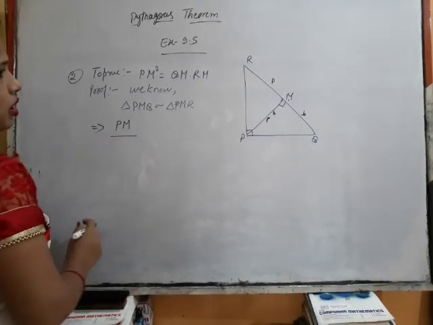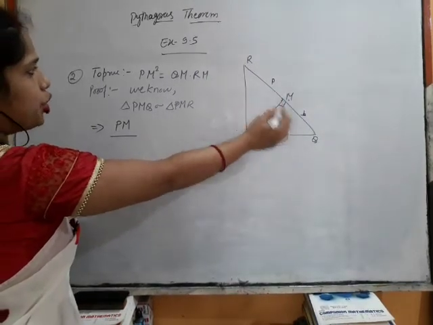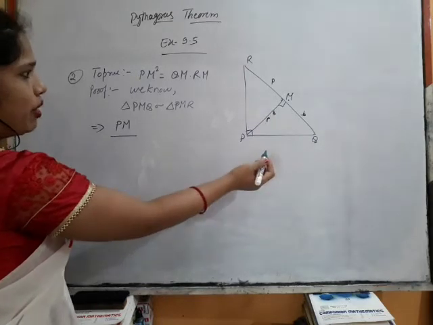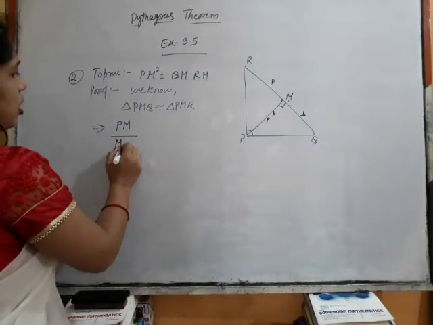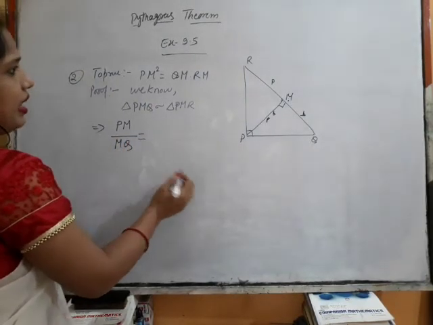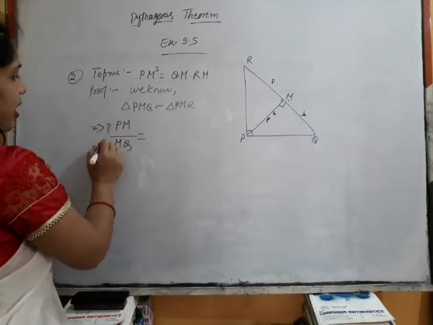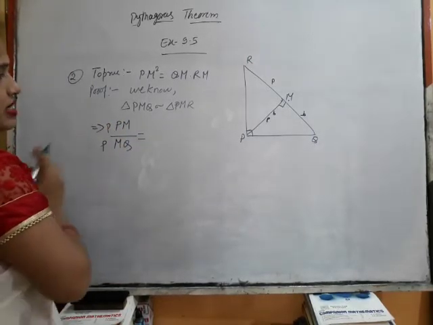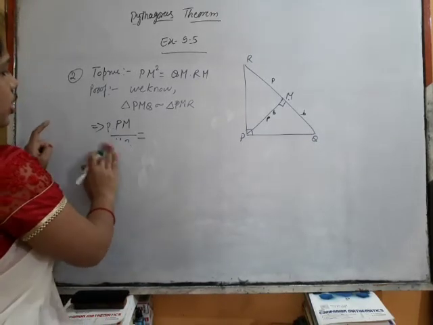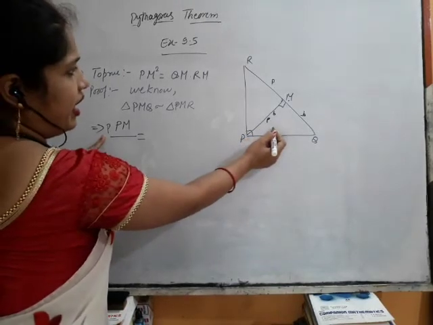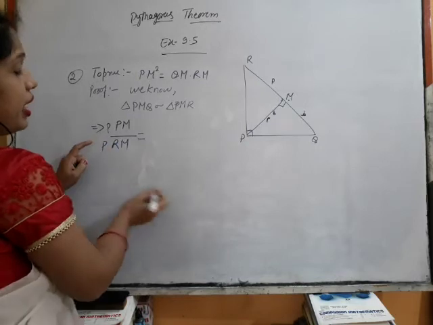So PM upon QM, you have to take. PM, if you are taking as perpendicular, MQ will be the base. So this is MQ, and here this is RM again. Now the perpendicular we have taken: this is the perpendicular and this is the perpendicular of the second triangle. Perpendicular for this triangle and perpendicular for this triangle. That is RM. Okay. Now the bases.